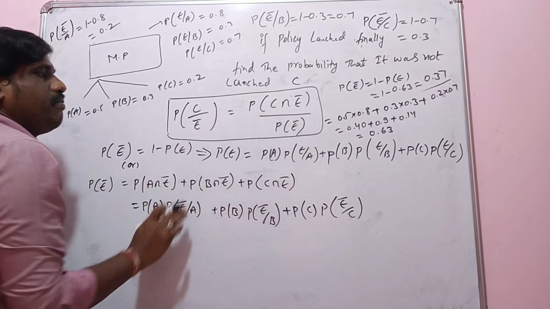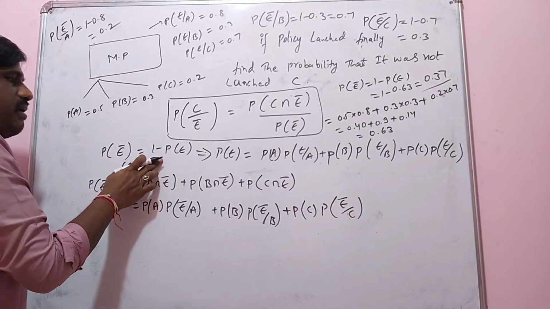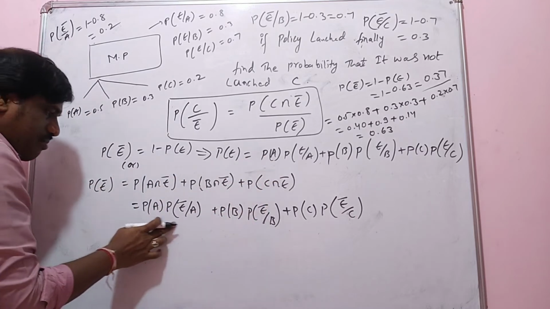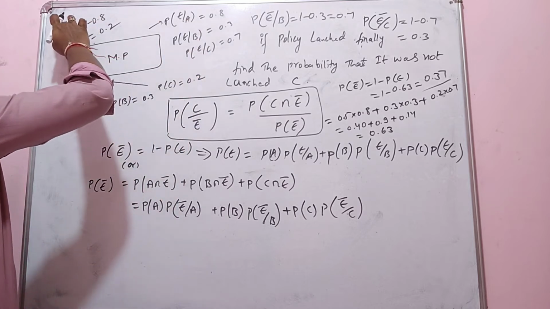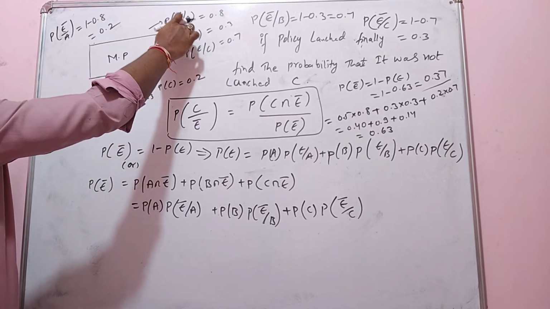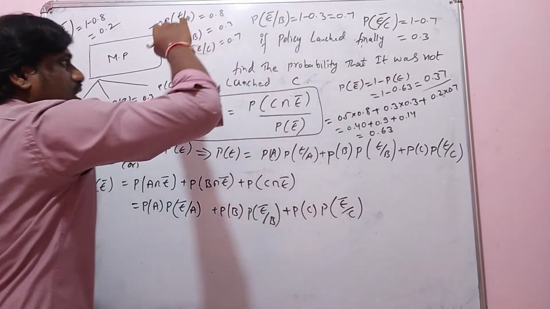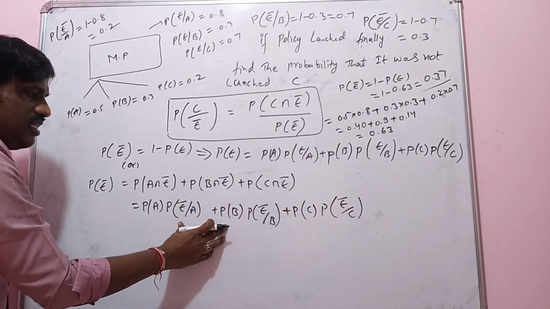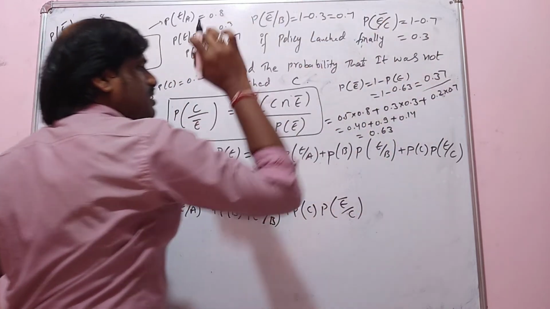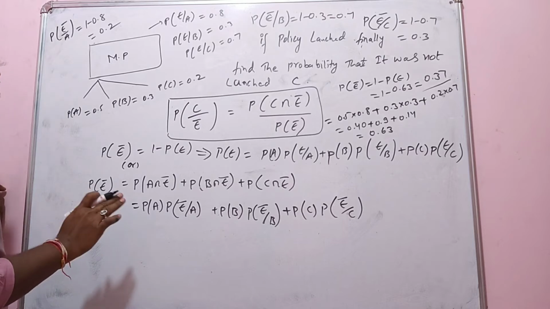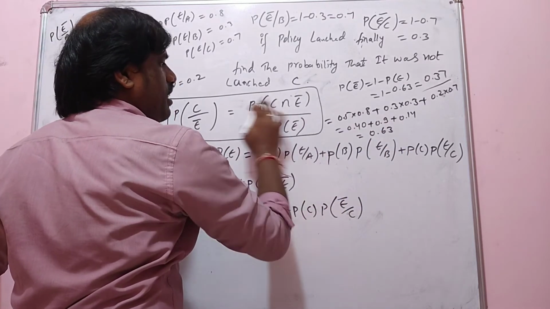So probability of E bar can be found in two ways, no problem. You can find it this way or that way. You have probability of E by A, then E bar by A will be 1 minus this, E bar by B will be 1 minus this, E bar by C will be 1 minus that, and these can be substituted. You will get the same answer, so there is no problem, and you get 0.63 in the denominator.